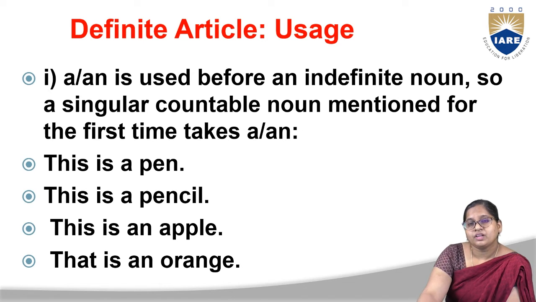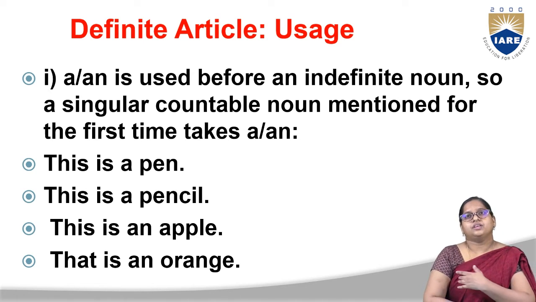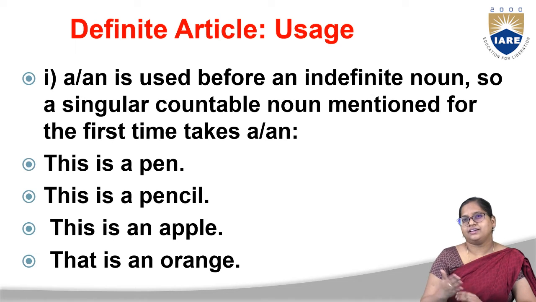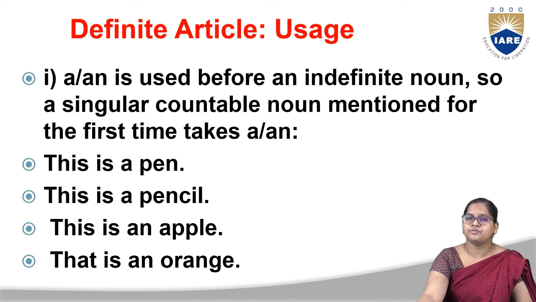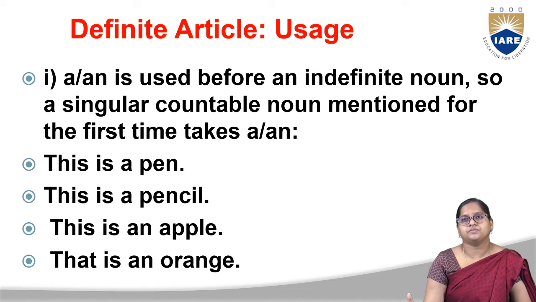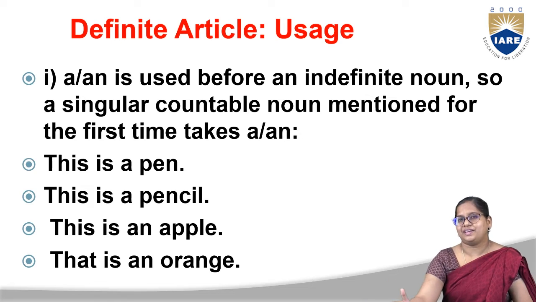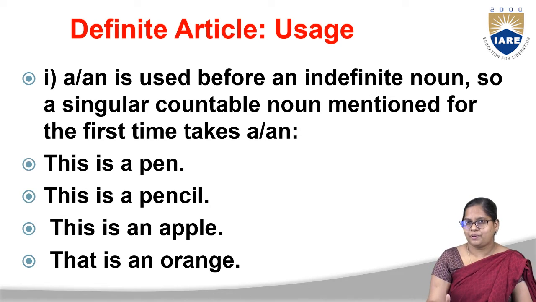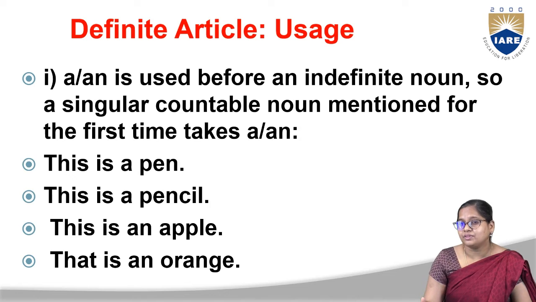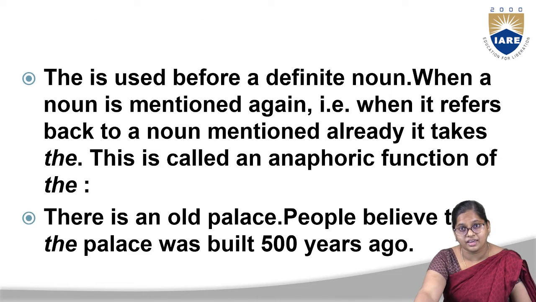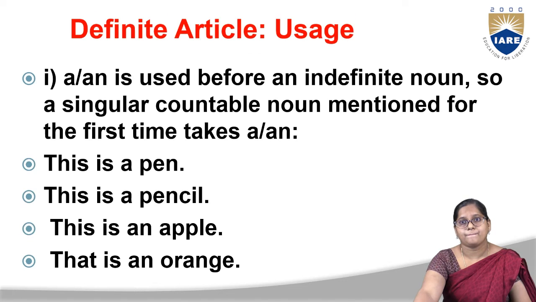Next, indefinite articles. So again, you can use it. A and "an" are indefinite, right? They're used before singular and countable nouns mentioned for the first time. Like this is a pen, right? Countable, a pen. This is a pencil. This is an apple. There is an orange. So you take "a", whereas for these vowel sounds, apple or orange, that's where you take "an". Pencil is a consonant sound, you take "a".